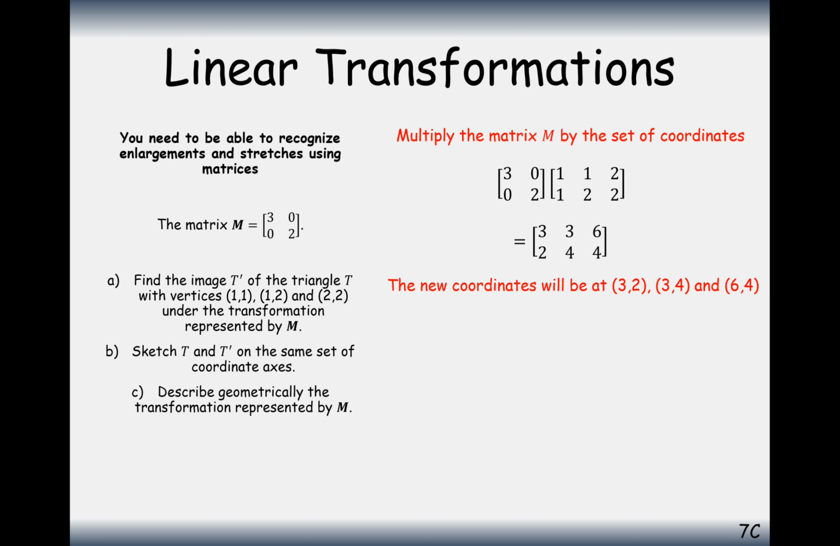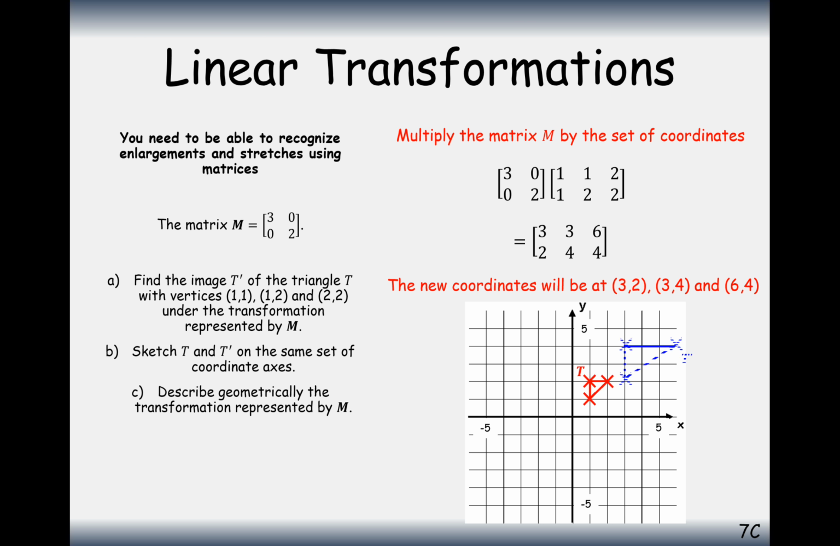Part B here is to sketch both of the sets of coordinates on the same grid so we can see what's happened. The original triangle was a one dimension by one dimension triangle, and in this case the x dimension is now a distance of 3 along and the y dimension is now a distance of 2 upwards. This makes sense when we look back at the matrix we used to transform that triangle. The x-axis, in the x position, has been stretched by a scale factor of 3, and the y-axis, in the y position, has been stretched by a scale factor of 2.